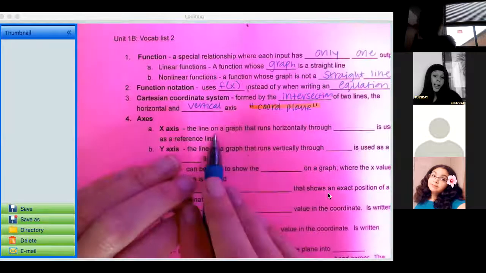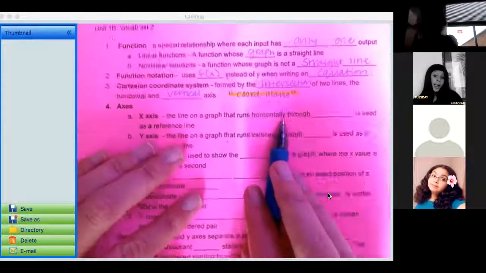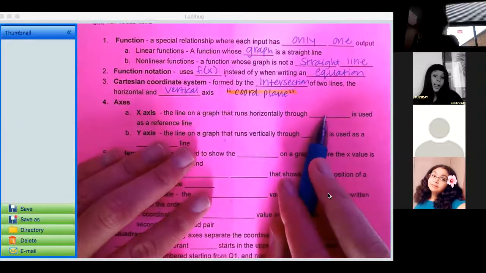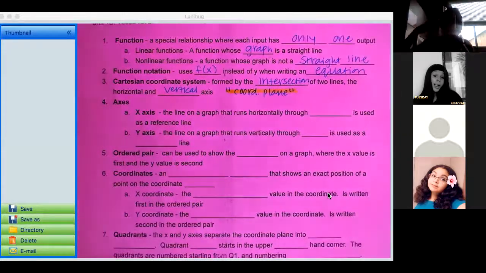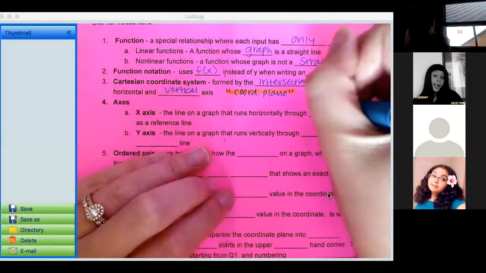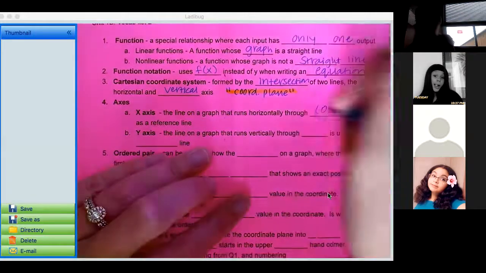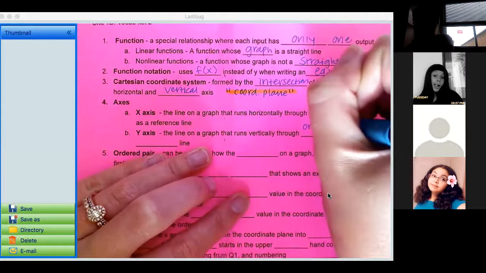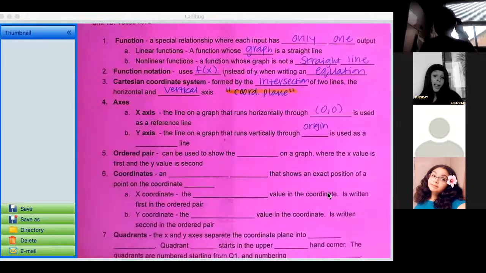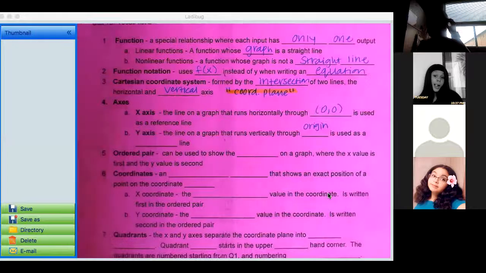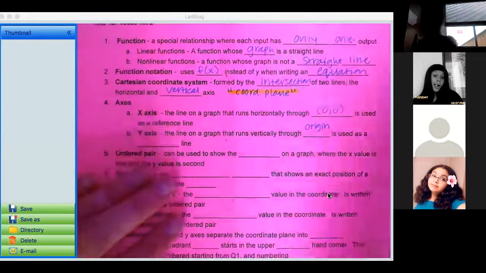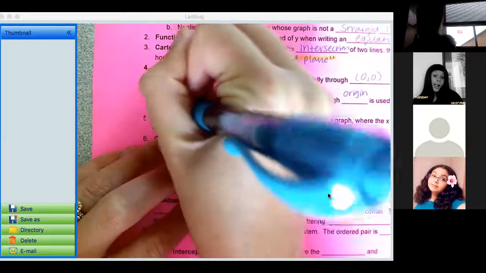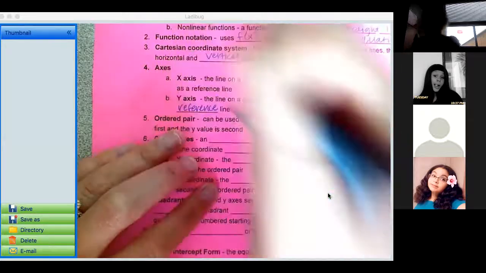All right, the x-axis is the line that runs horizontally through what? What's our home base of our coordinate system? What do both of them go through? Origin or 0, 0. Very good. So you could say through the origin or 0, 0. And it is used as a reference line.